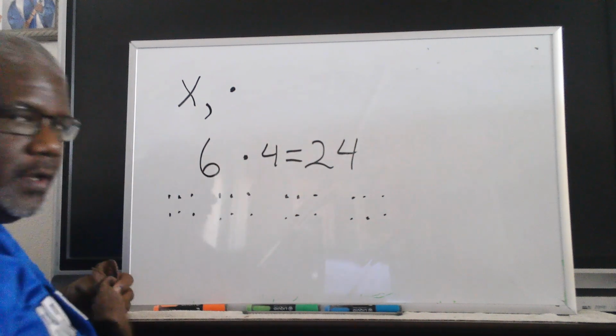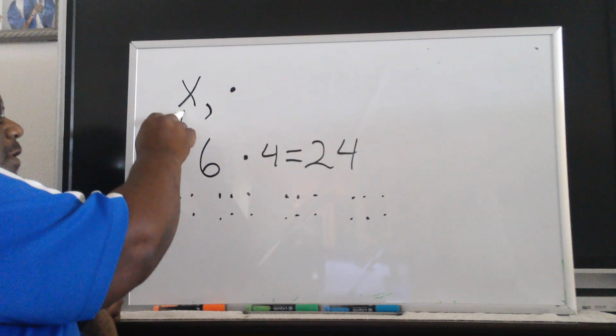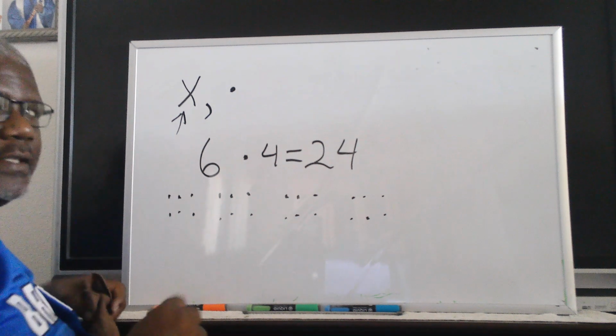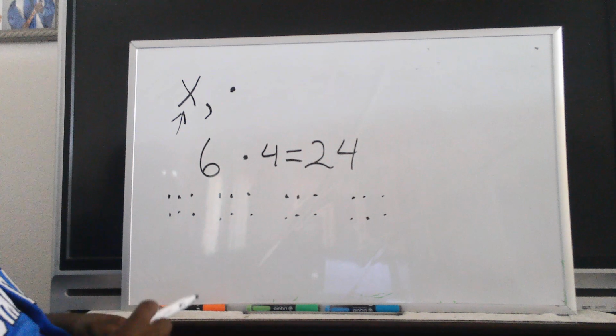6 times 4 is 24. Because as you'll find, as you get further up in mathematics, you won't see this because x is an actual number and it has an actual quantity. So you'll start seeing the dot a little bit more often.